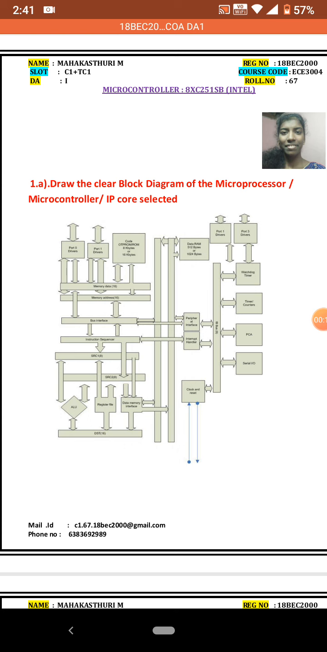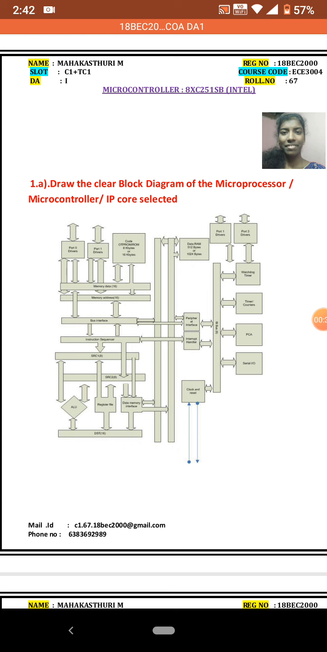Today I am going to present my COA subject Digital Assignment 1. I chose a microcontroller, the 8XC251SP, which is sold by a company named Intel. I am going to proceed with 10 questions with answers related to my IC.